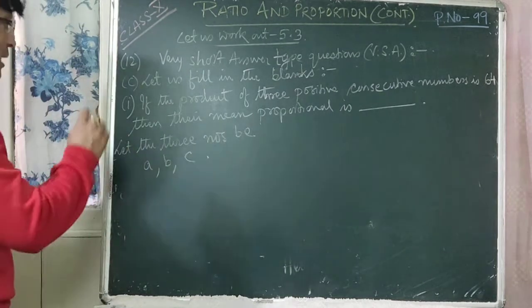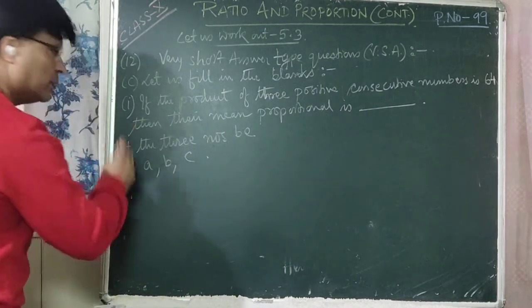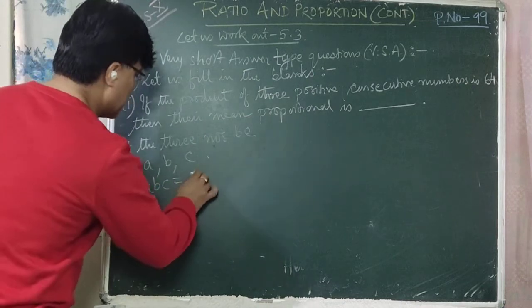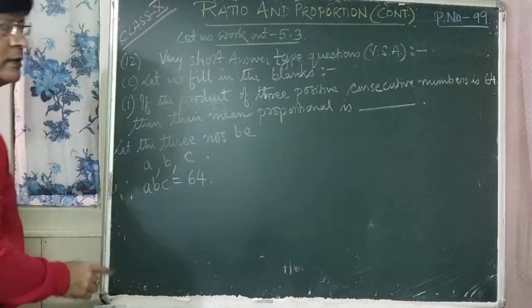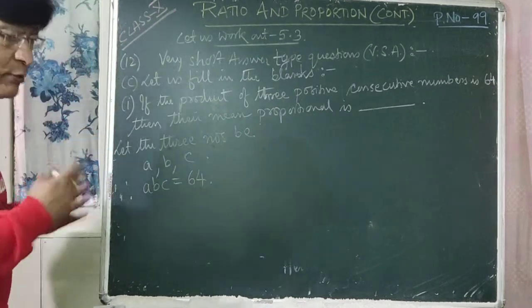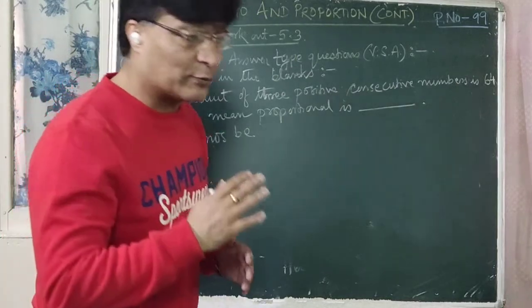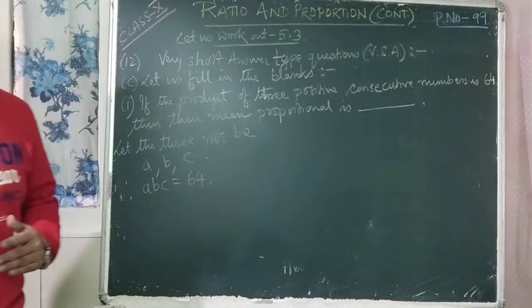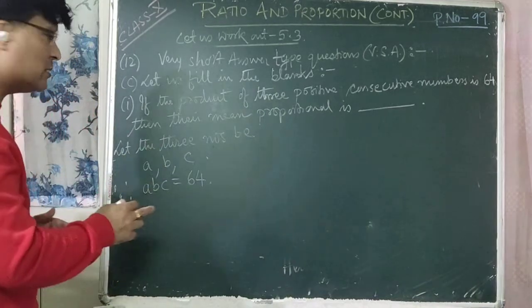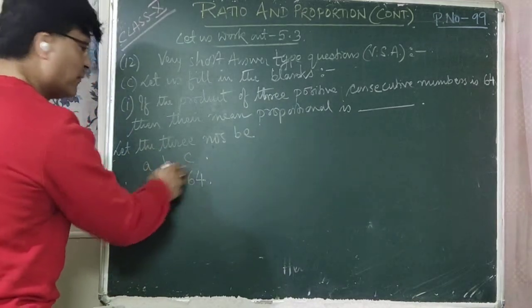Okay? So now, therefore, what is the product? A, B, C is equal to, it is given as 64. Since you have to find out the mean proportional, here the mean proportional is B. So how is it mean proportional? So you have to write here A, B, C are in proportion. That means B is the mean proportional of A and C.